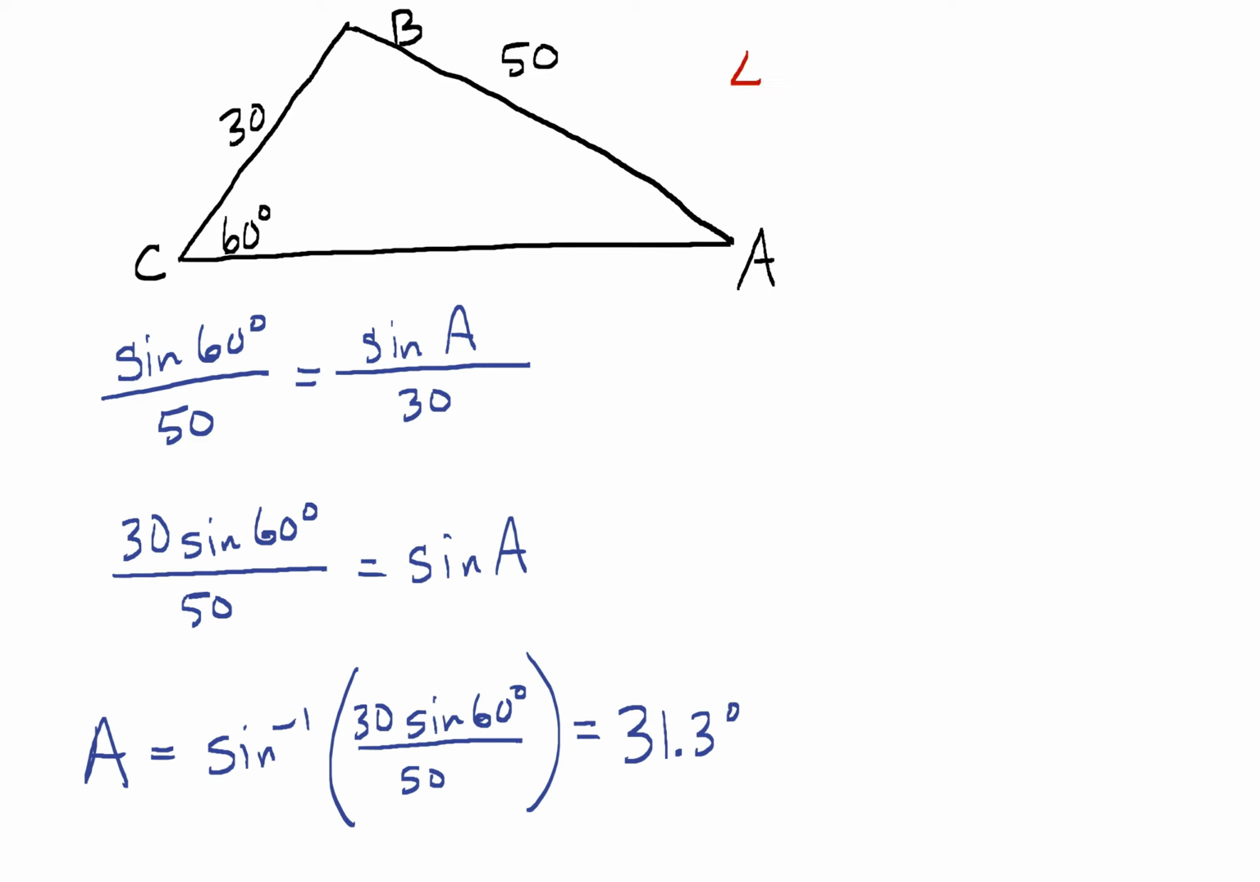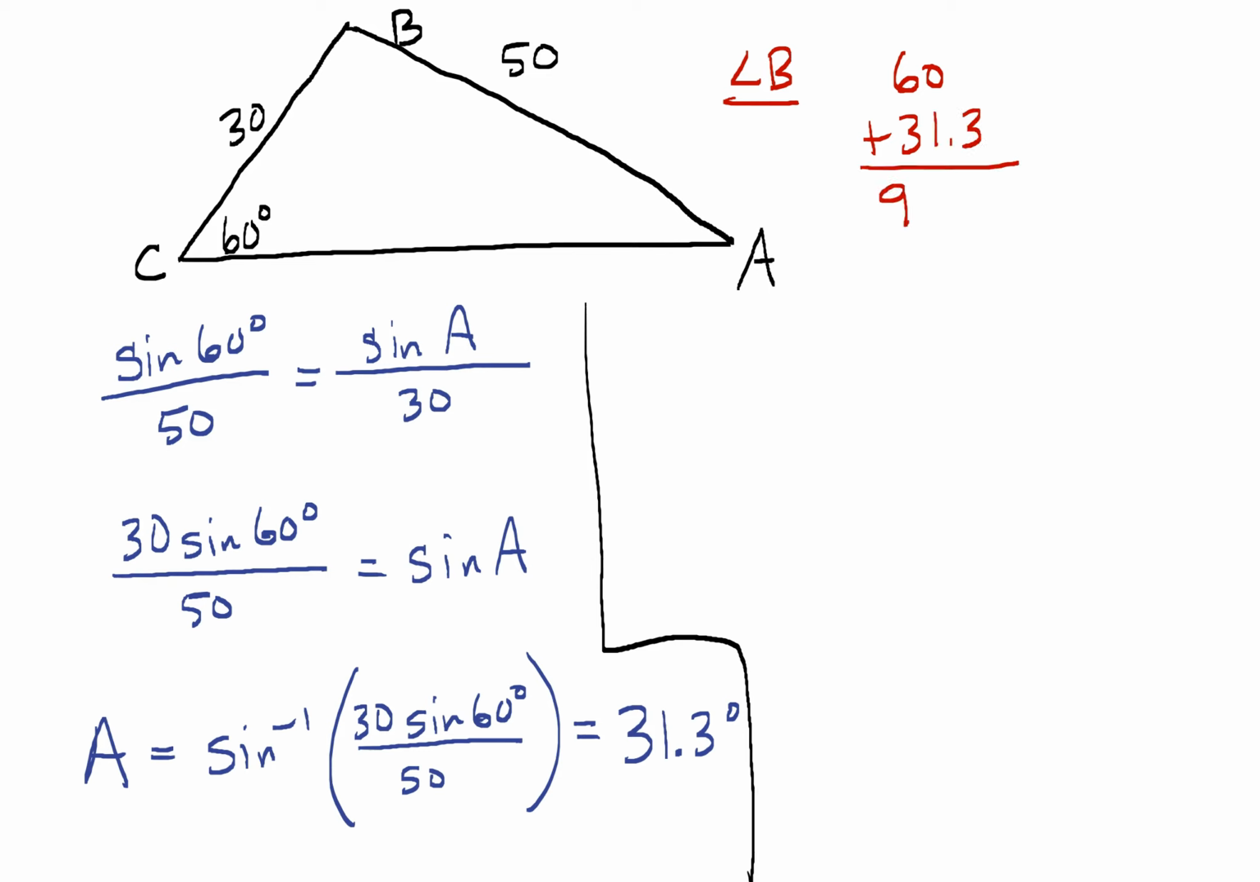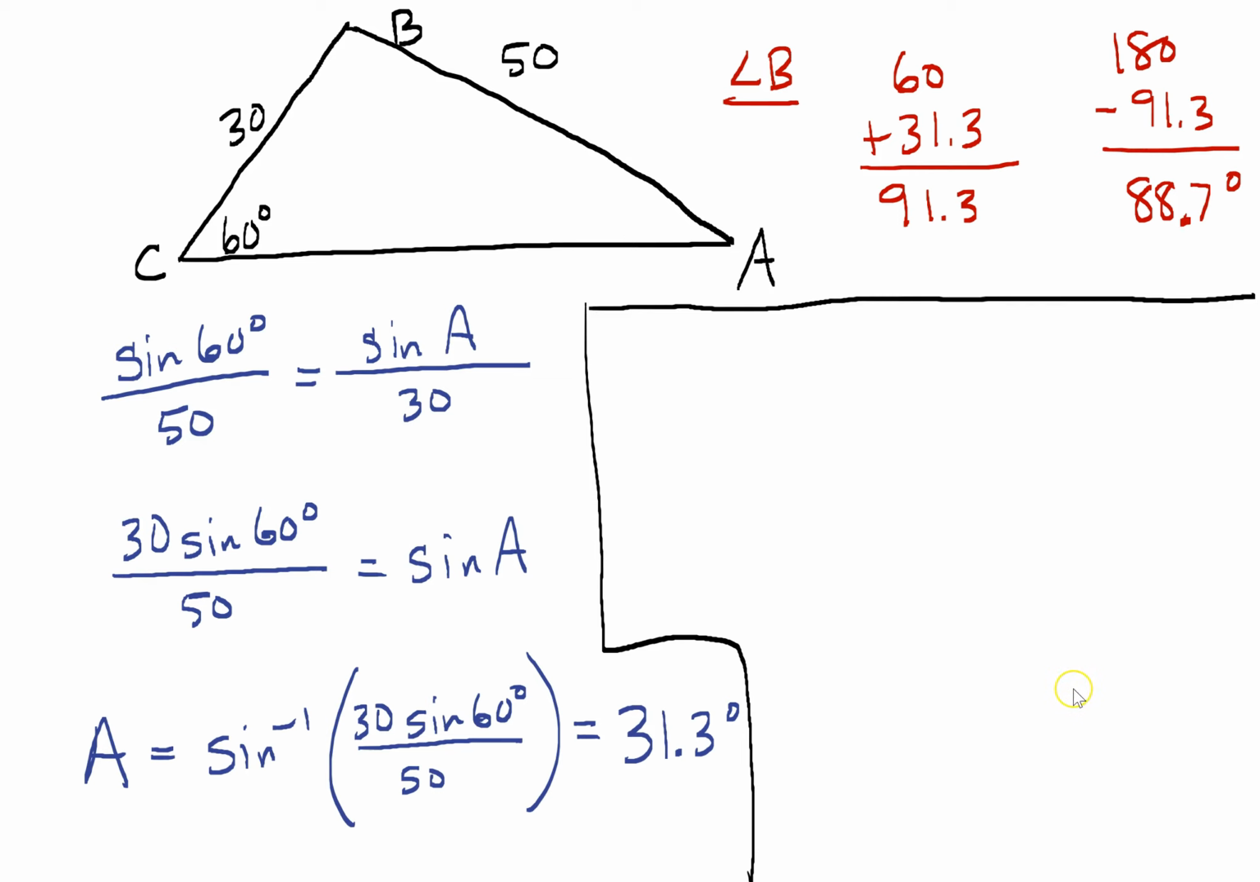Perfect. Okay, with that, because I know angle A now, I think I can figure out angle B right away. I know the two angles already, therefore, adding them up and subtracting from 180, that gets me 88.7 degrees. Perfect. Now I know my 3 angles inside the triangle. Looking for any other side that I need to know. Yep, little b is what I need to know.